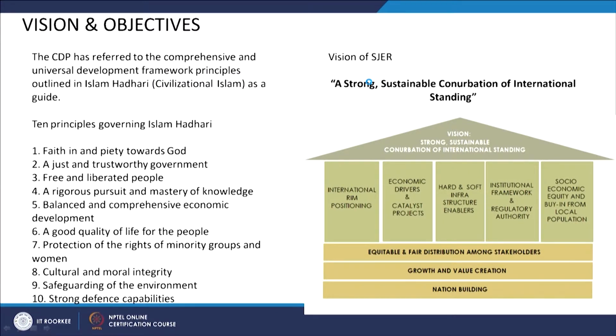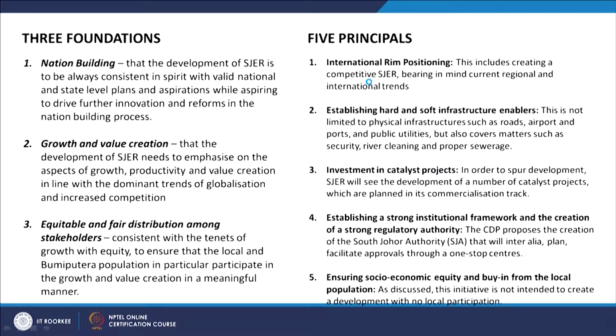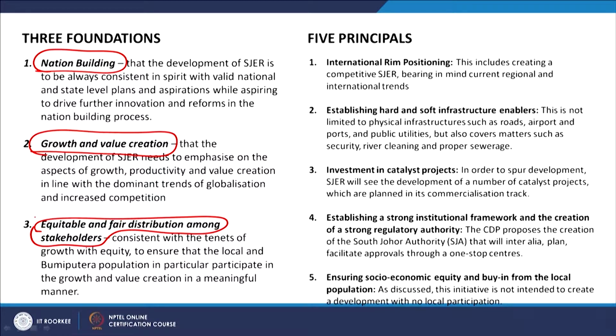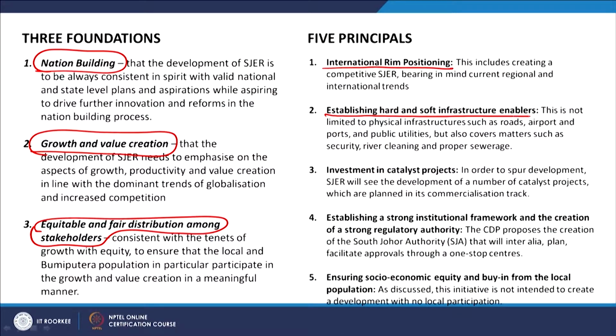I am not going into much detail here, I will come directly to some key points. The foundation of this regional plan is, one, nation building, two, growth and value creation, and third, equitable and fair distribution of the resources among stakeholders. They have taken 5 principles. One is international positioning, so that this region can be compared with any other progressive region in the country in terms of urbanization and economic development. Then establishing hard and soft infrastructure enablers, then investment in catalyst projects, establishing a strong institutional framework and creation of a strong regulatory authority, and ensuring socio-economic equity and buy-in from the local population. Based on the 5 principles, let us see how they have framed the plan.